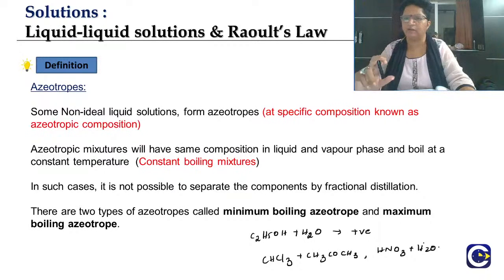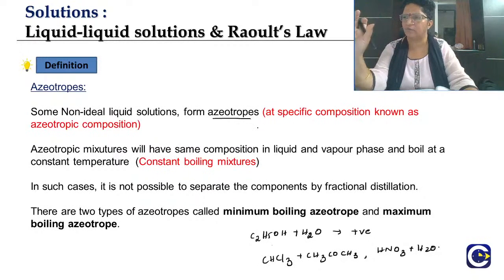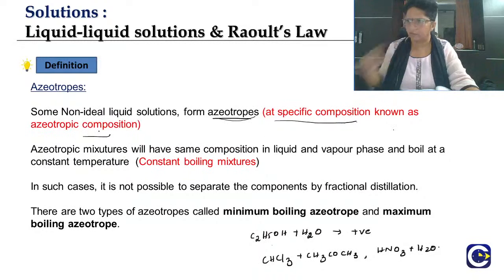After some composition, what happens? Both will be at the same boiling point, and both will boil at the same temperature. When both the liquids boil at the same temperature, we call it an azeotrope. At some composition, generally 95% alcohol and 5% water, or 90% and 10%, they both will boil at one particular temperature. Such a mixture we call an azeotrope, which boils at a specific composition known as the azeotropic composition. They will have a constant boiling point.